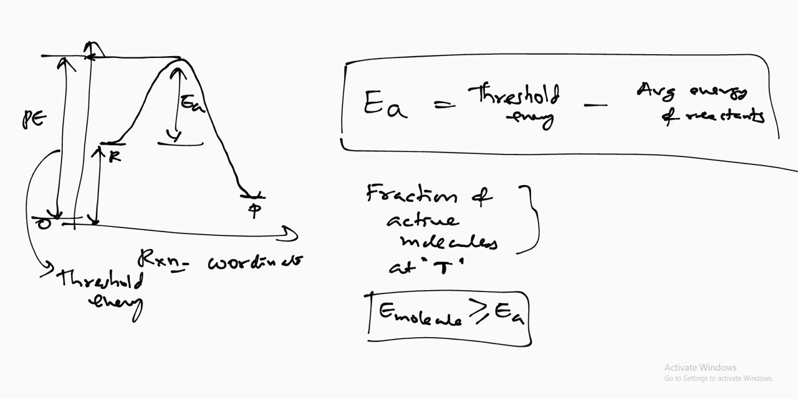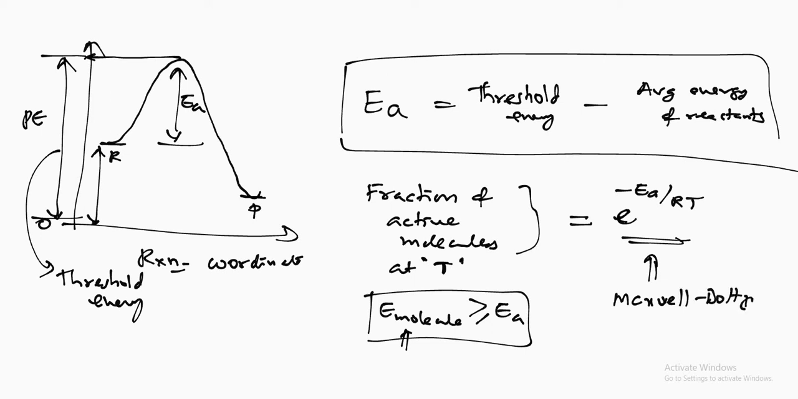Students, observe carefully. What is meant by active molecules? Active molecules means molecules having energy either equal to EA or above that. Those molecules are called active molecules because they undergo collision and form product. So what is the fraction of active molecules present? This is nothing but equal to e power minus EA by RT. Note down: exponential power minus EA by RT. This we get from the Maxwell-Boltzmann distribution. So e power minus EA by RT will give you the fraction of active molecules at temperature T. That you can calculate using this data.